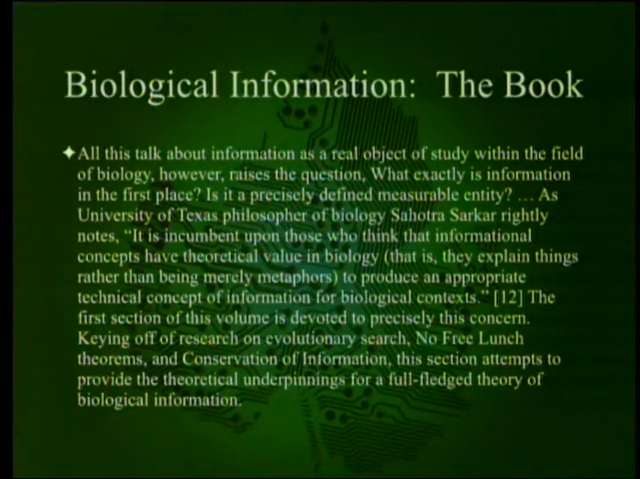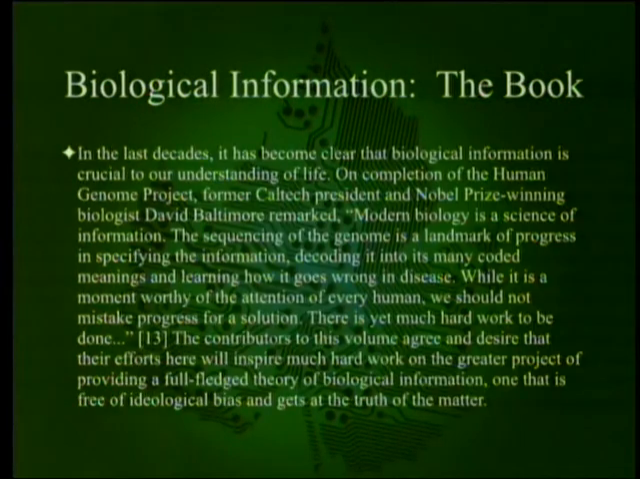Keying off research on evolutionary search, no free lunch theorems, and conservation of information, this section attempts to provide the theoretical underpinnings for a full-fledged theory of biological information. In the last decades, it has become clear that biological information is crucial to our understanding of life. On completion of the Human Genome Project, former Caltech president and Nobel Prize winning biologist David Baltimore remarked, "Modern biology is a science of information. The sequencing of the genome is a landmark of progress in specifying the information, decoding it into its many coded meanings, and learning how it goes wrong in disease."